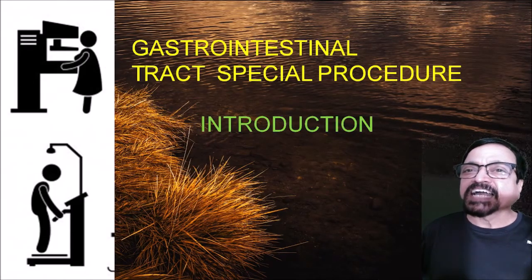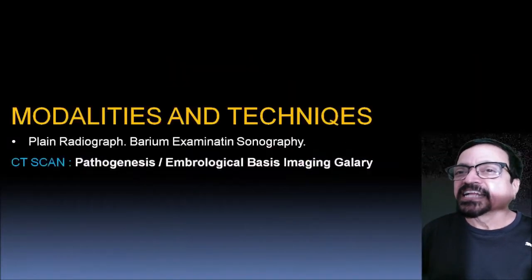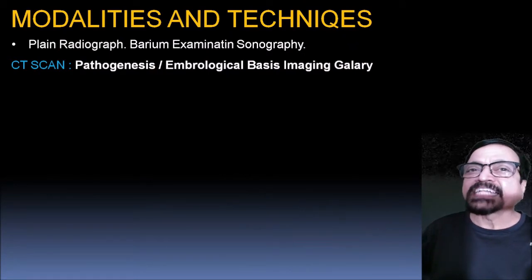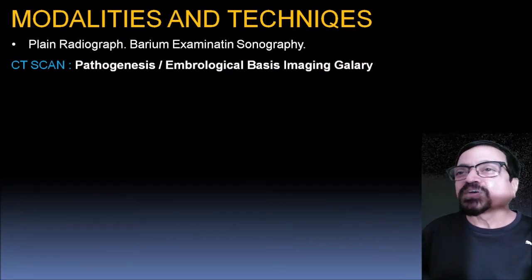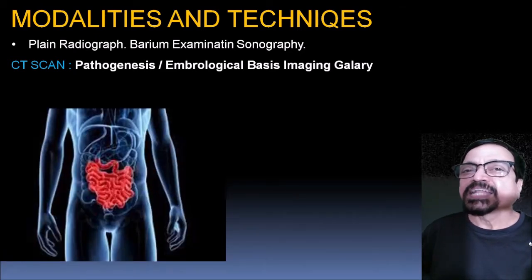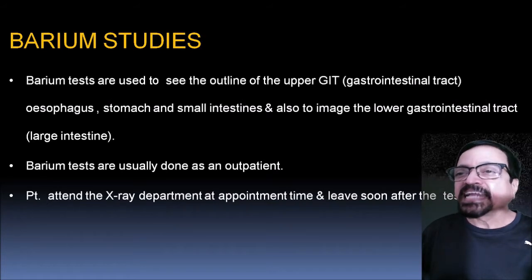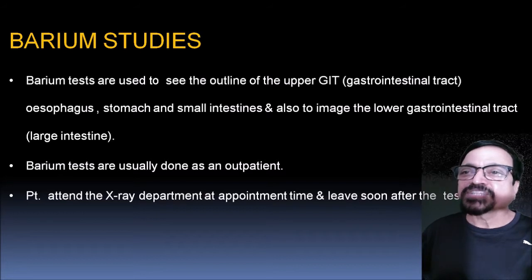So today's series is on gastrointestinal tract special procedures. Let's go to the introduction. Now, modalities and techniques. What are the modalities for investigation of the alimentary tract or GIT? That is plain radiograph, barium examination, sonography, CT scan, and nowadays MRI and also PET scan. These are the different modalities which we use for evaluating diseases of the GIT. Now let us concentrate only on the barium studies in this series.